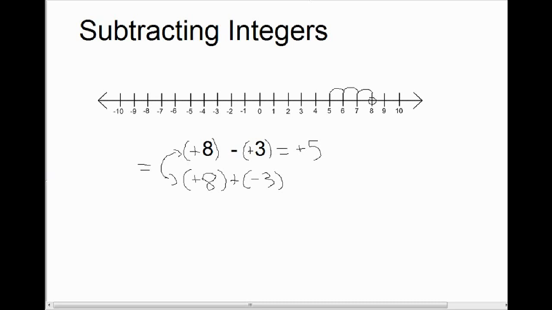Subtracting positive 3 means we move to the left 3 places. And as we just talked about, adding negative 3 means we move to the left 3 places. So again, we start at the first number. If we're adding a negative, we move to the left that many places. So once again, we would end up at positive 5.